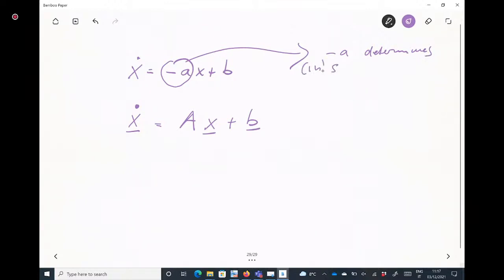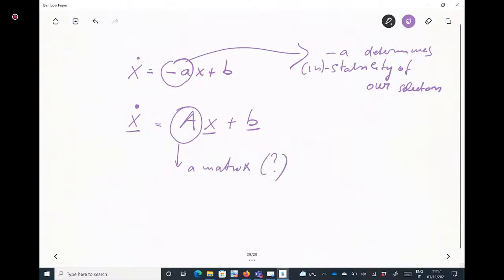The instability of our solution. Okay, but here we don't have a coefficient, we have a matrix. A is a matrix, but by analogy, this matrix determines the stability or instability of our solution and allows us to write down the solution.